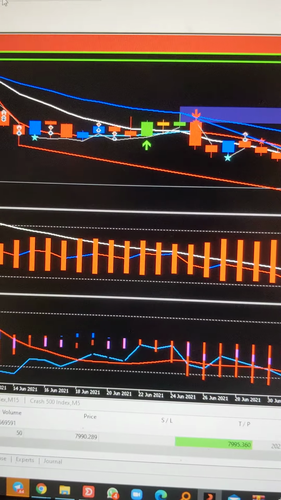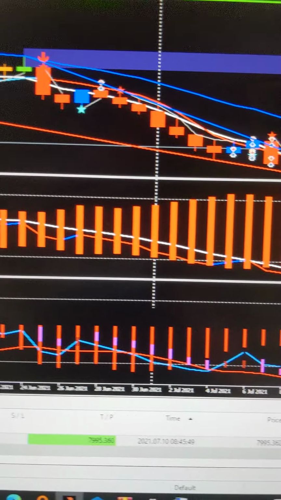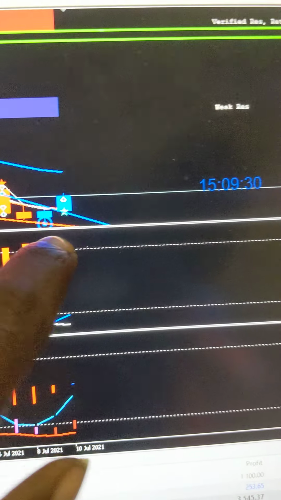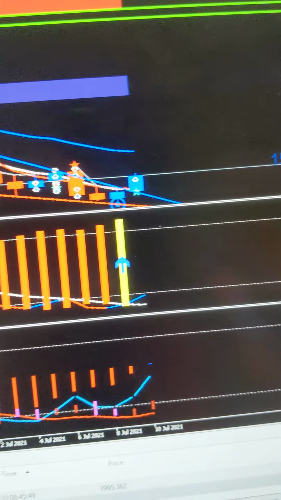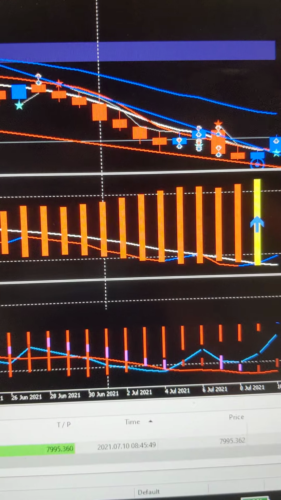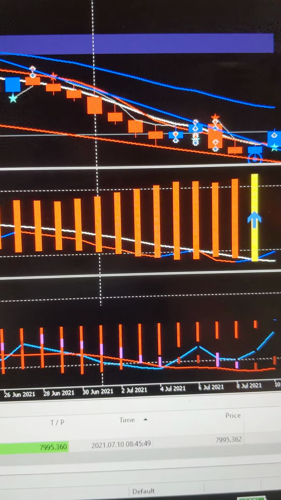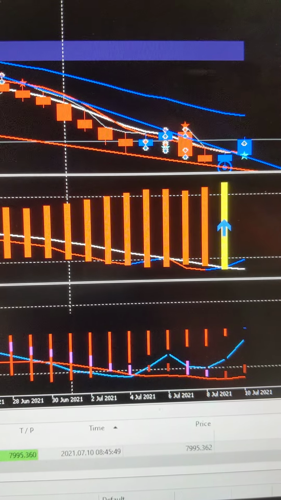Looking at the market structure, the day has been falling, so it was looking for support, and support was just formed at this point. Which means the market is now being pushed up. So expect good movements going up.